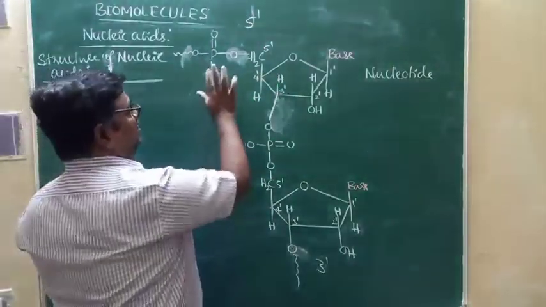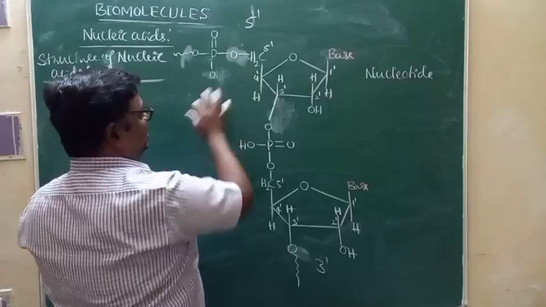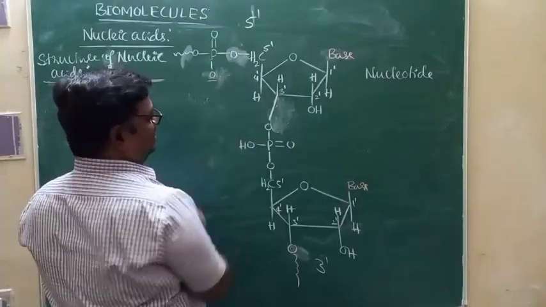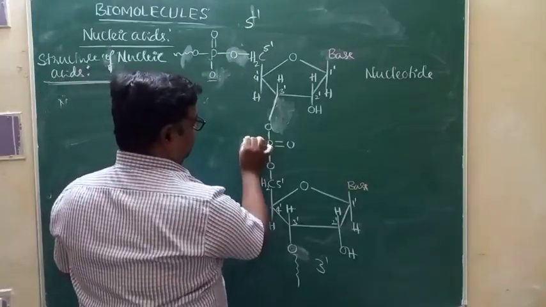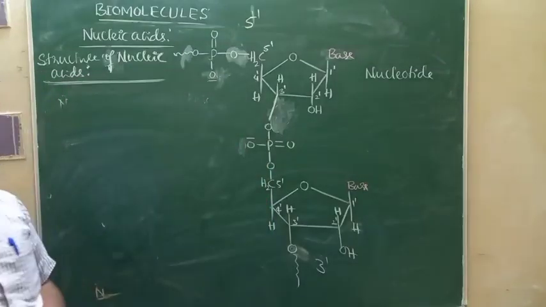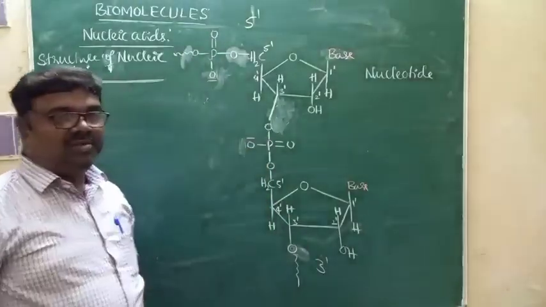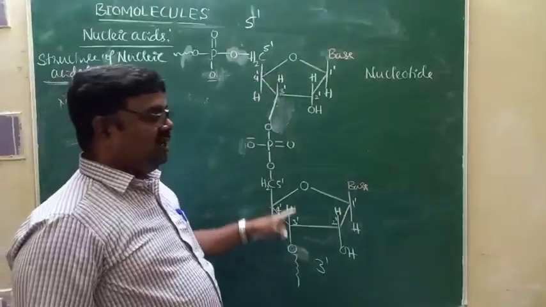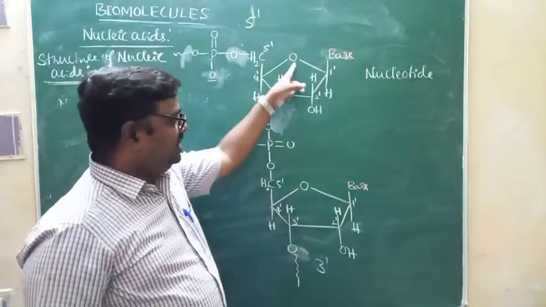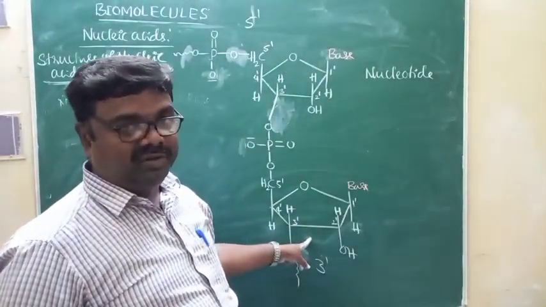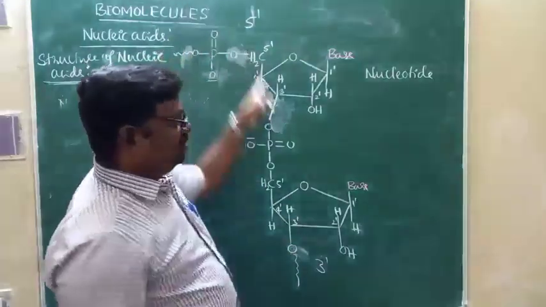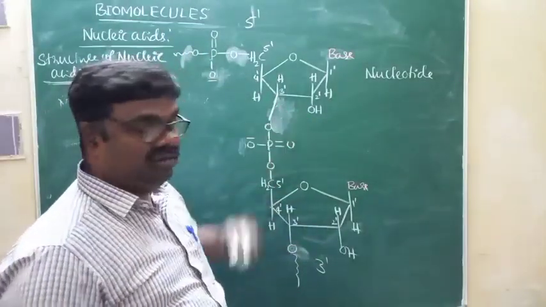Here, sometimes these OH groups undergo ionization to O minus. So this is what we call a polynucleotide, and here I have represented only two nucleotide units. That is why it is called a dinucleotide. If you continue like this, you are going to get a polynucleotide and it will be a nucleic acid.